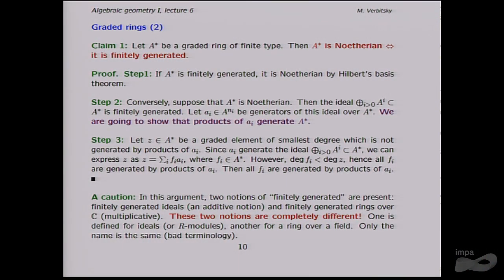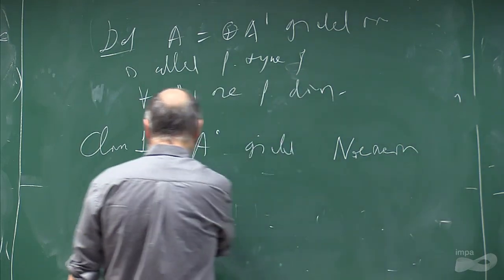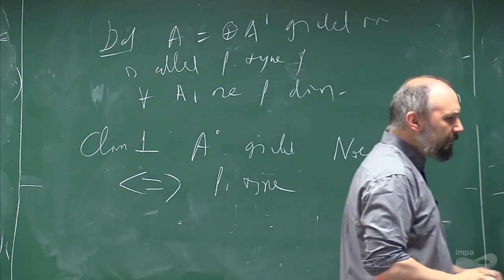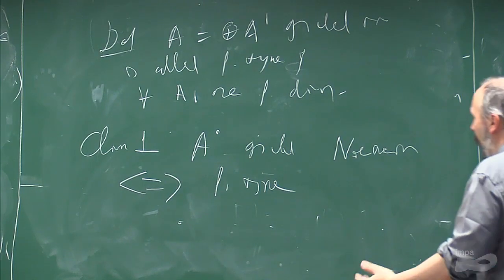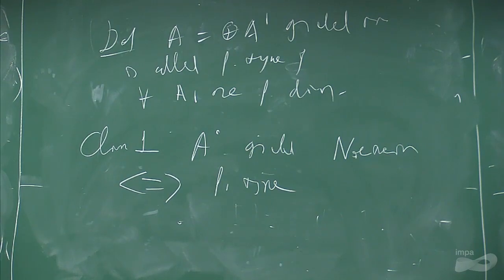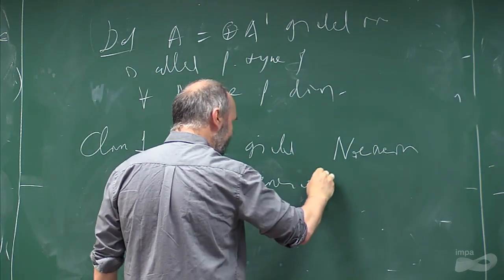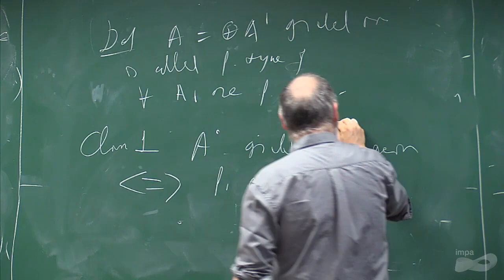Now, the important thing is that Noetherianity gives finite generation for a graded ring of finite type. So this is claim 1: a graded ring A is finitely generated if and only if it is Noetherian of finite type. See, the proof is slightly long, but it is almost easy. Sorry, I am running out of time, so I'm making errors. So it's a graded Noetherian ring of finite type.